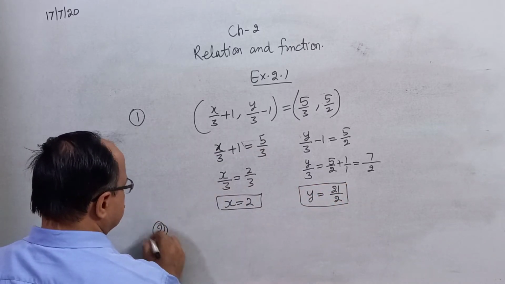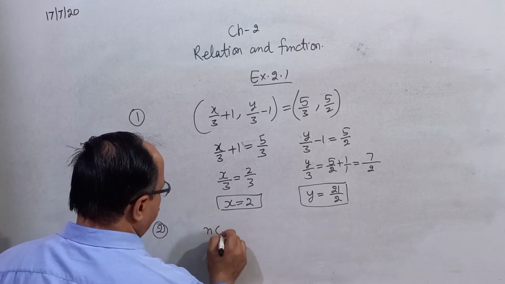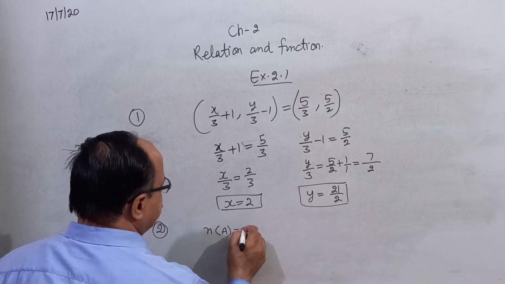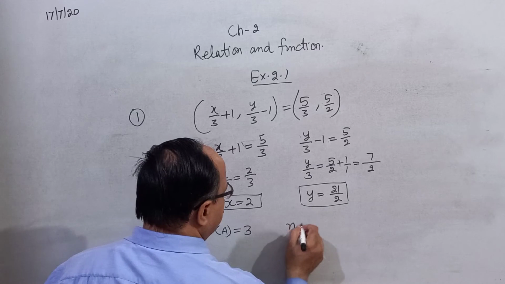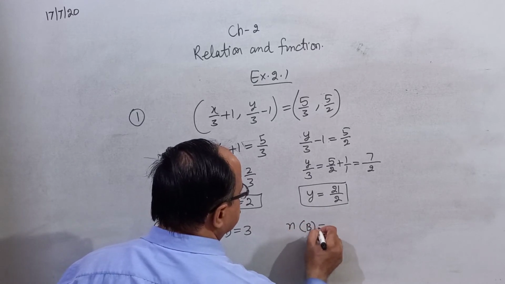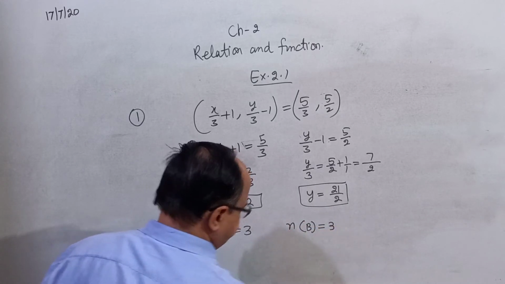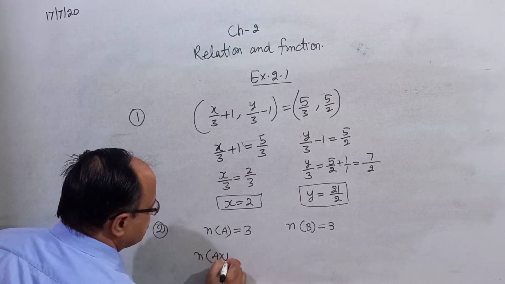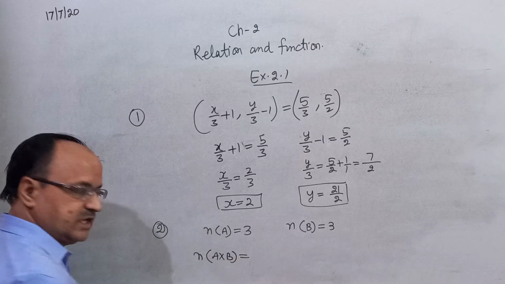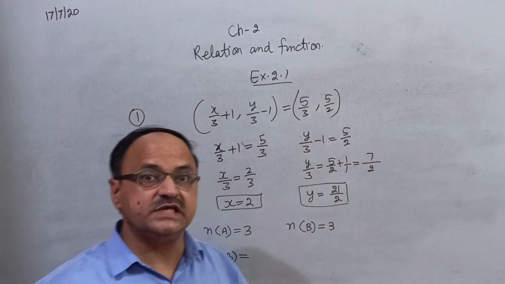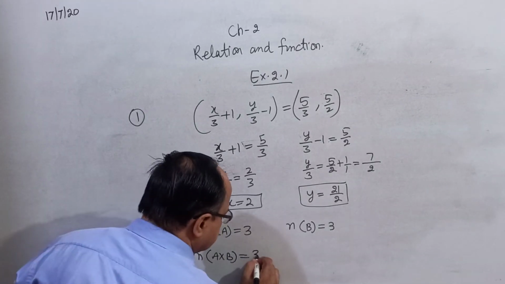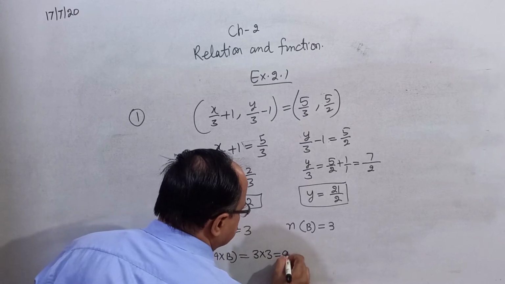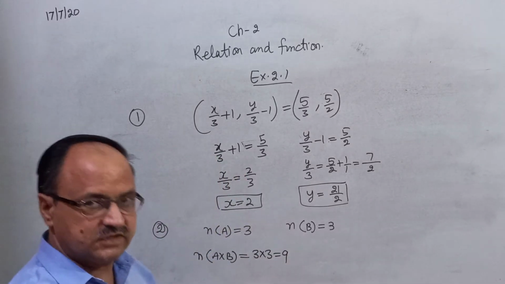Second question. Suppose the number of elements in the set A is 3 and the number of elements in the set B is also 3. Now can you find the number of elements in A cross B? By the formula, 3 into 3, that is 9, is the answer. Clear?